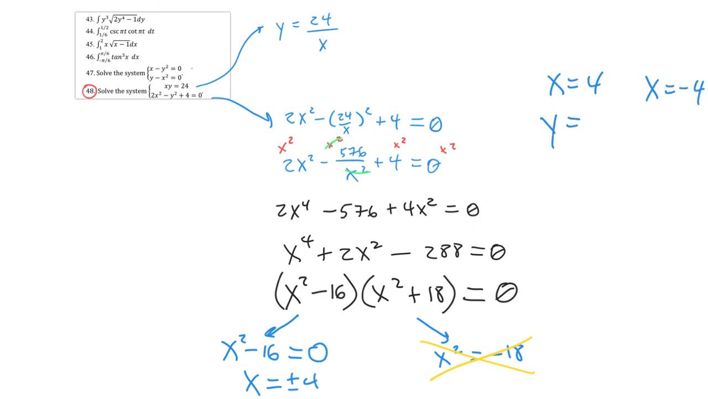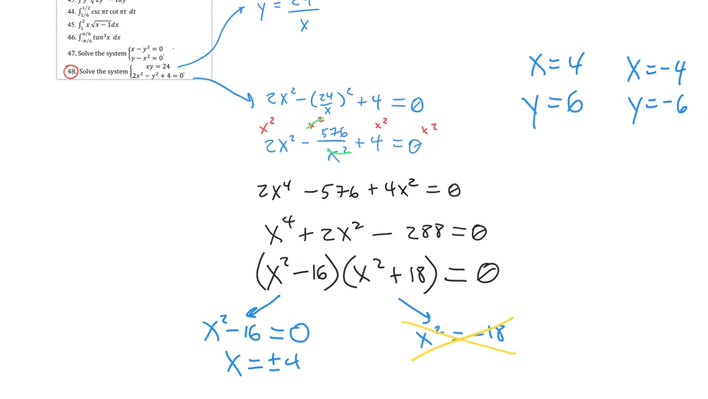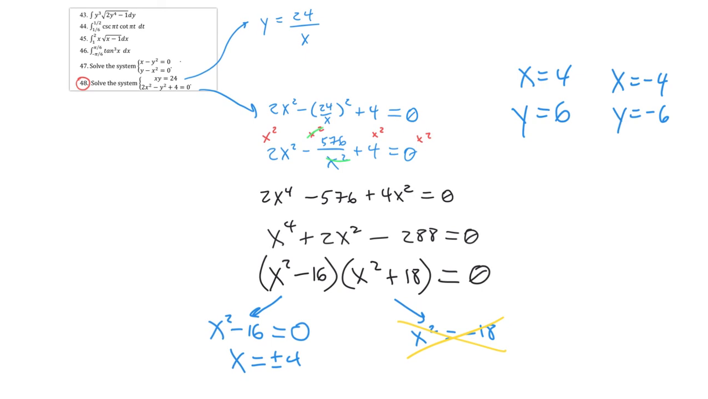So the y that corresponds with this scenario could be found by going to this equation. 24 divided by 4 is 6, and then the y over here would be negative 6 because it's a negative 4. So that is how you do that one also. We can conclude that this point is a point of intersection and this point is a point of intersection. So that's how you do 48.